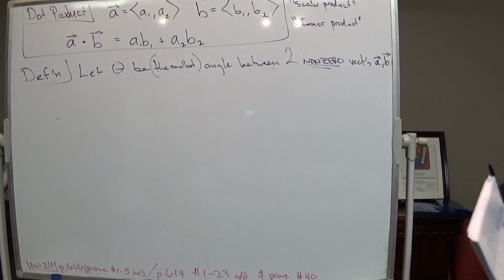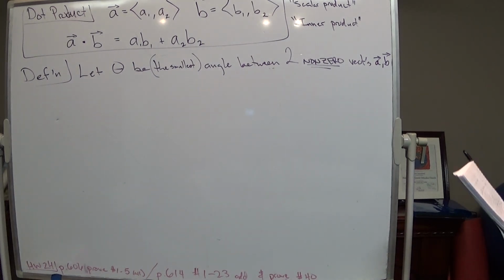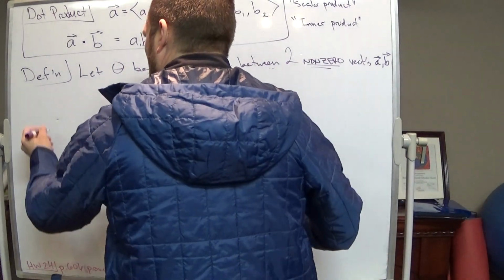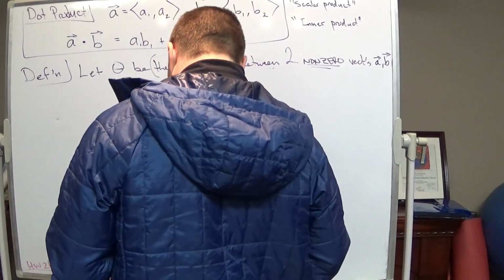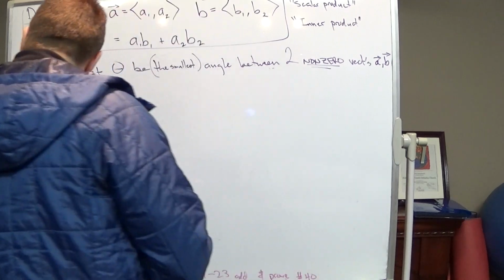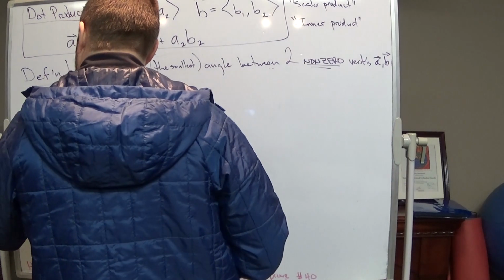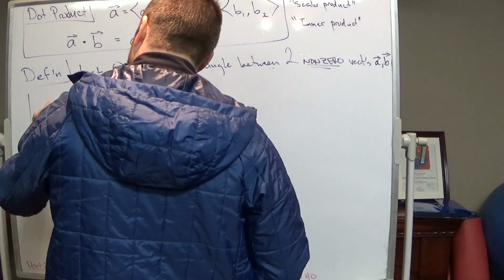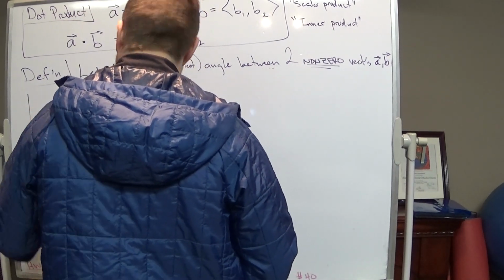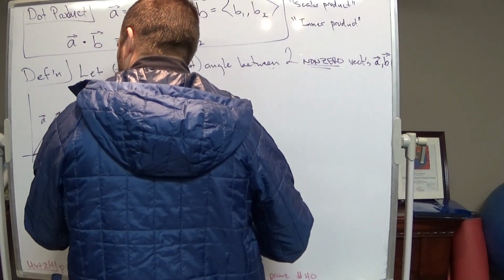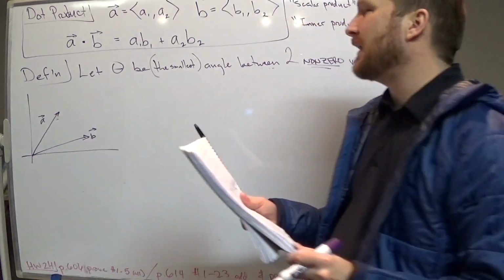Now, what do I mean by that? Let's just think about any two vectors. And of course, from now on, for the rest of your life, you're going to think about a vector as coming out of the origin. So if I say two vectors, you're going to imagine two vectors sticking out of the origin. Let's just say here's A, and here's B. What do I mean by the smallest angle between the two?